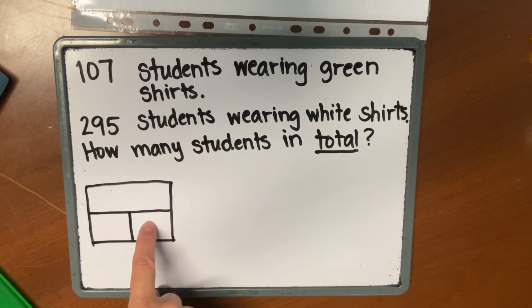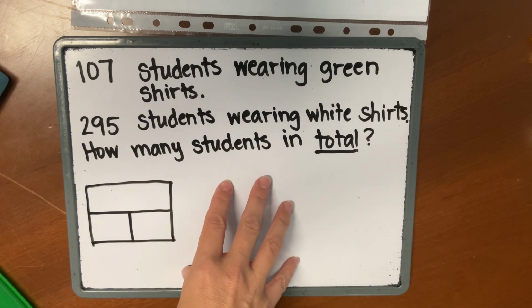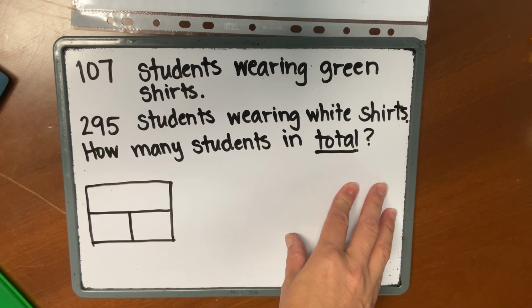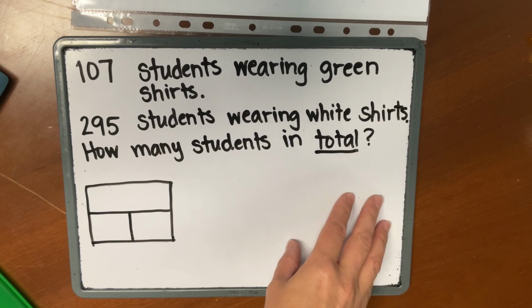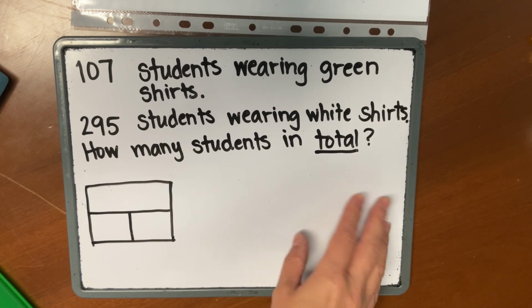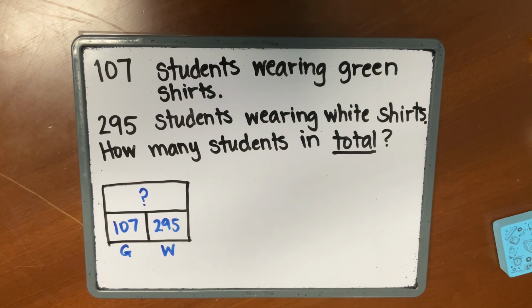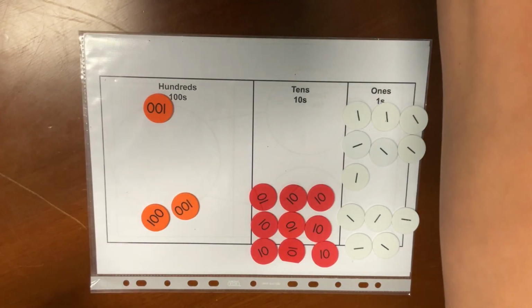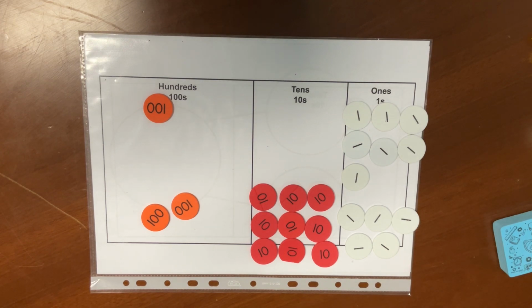Go ahead and make sense of the problem, build it with a math tool, and then write a way to check your answer or build a way to check your answer. Pause the video now and give it a go. Let's see how you did. Does your part whole look something like this? Did your building look something like this?